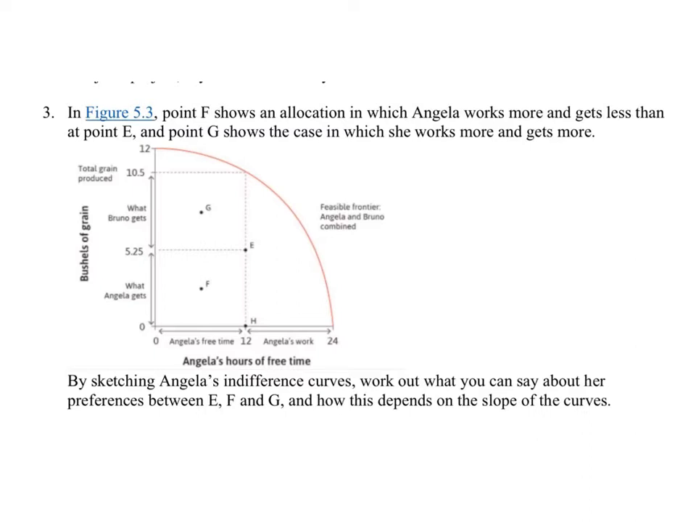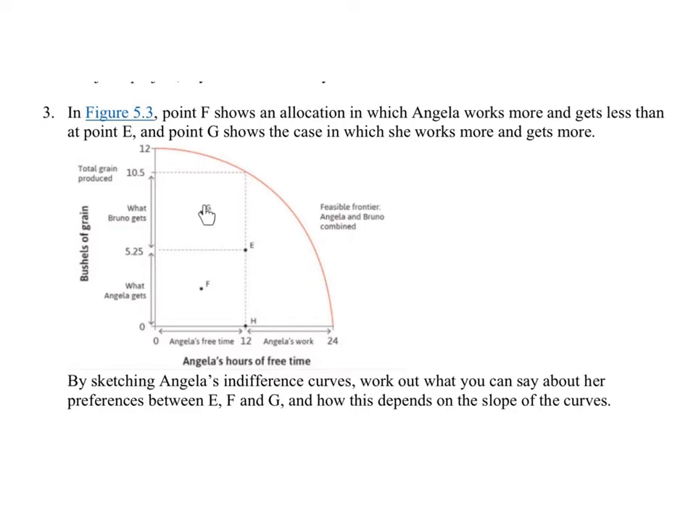Notice that we've got point F, we've got point E and point G, and notice that at F, Angela both has less free time and less grain than at E, and has the same amount of free time but less grain than G. So F is dominated. She's never going to prefer F to either E or G.